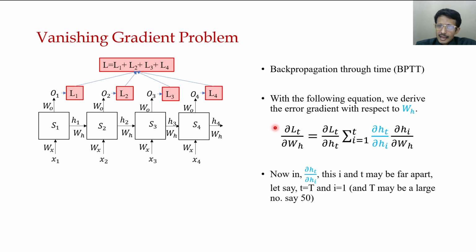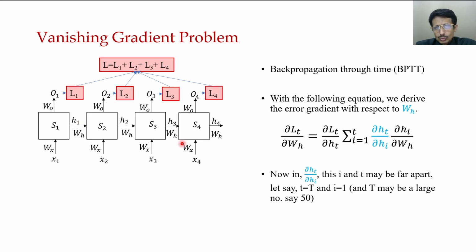Now the question is this part, del h_t over del h_i. You can say this is a kind of chain rule, but in this format. Now be very careful about these two indices. If i and t are too far apart, that means let's say it is not 4, it is 400, and we find out this h1.